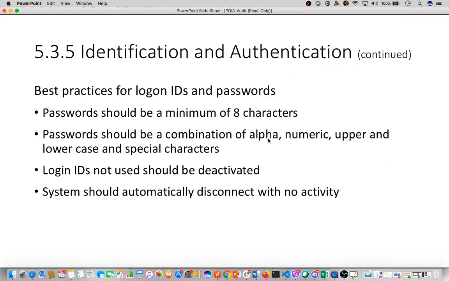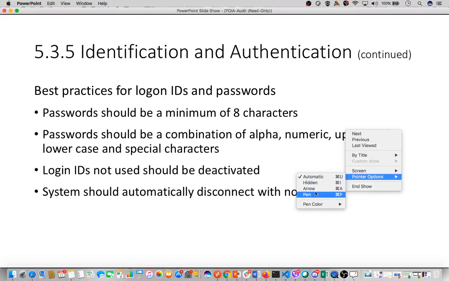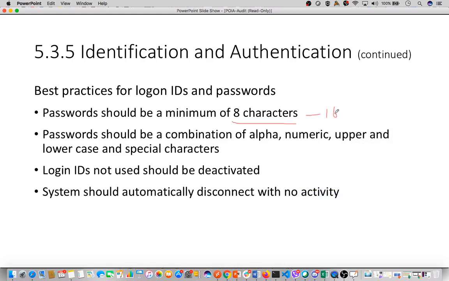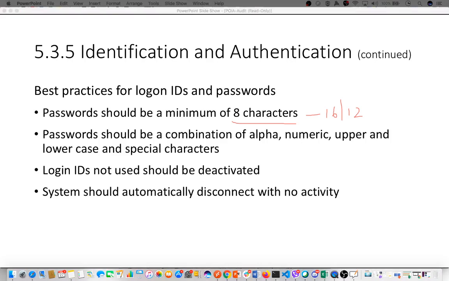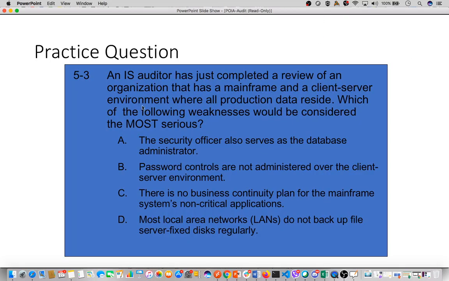And the best practices for passwords. There are plenty. A password should be a minimum of 8 characters, but please remember these days it should be a lot more than that. It can go up to 12 or even 16 characters. A password should be a combination of alphanumeric, upper and lowercase, and special characters. Login IDs not used should be deactivated. If you are not using a login ID after some time, you can deactivate it. And the system should automatically disconnect with no activity. Those are some of the things.